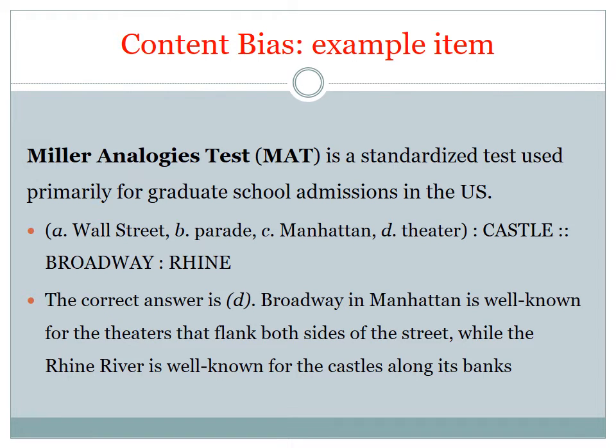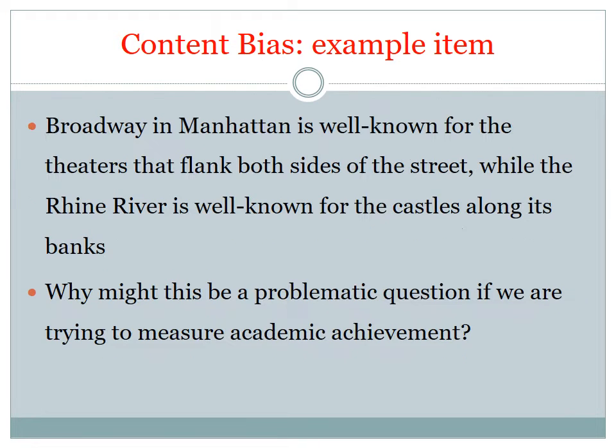And we'll look at the reasoning for that. Well, Broadway in New York City, in Manhattan, is well known for the theaters that are lined up and down the street. So if you're walking down Broadway, you look on both sides and you see all the bright lights of the theaters. And similarly, or somewhat similarly, the Rhine River in Europe is known for the castles that line the river. So if you're floating down the river in a canoe and you look to your right and to your left, you'd see a whole bunch of castles like you might see theaters.